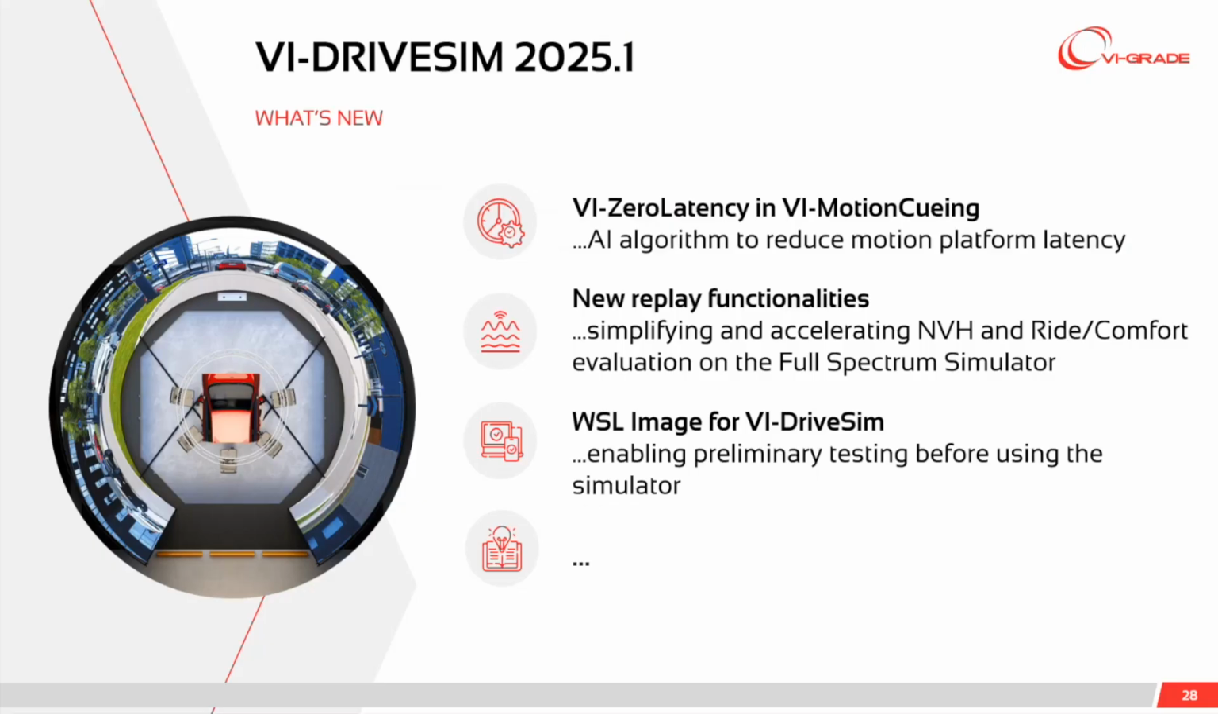So in the 2025.1, we have, of course, done a lot of things. I will just talk about these three major things. The first one is the introduction of the VI zero latency in the VI motion queuing, which is an artificial intelligence algorithm to reduce the motion platform latency. We have some new replay functionalities that allow you to simplify and accelerate the NVH and ride comfort evaluation on the full spectrum simulator. And we also have a Windows subsystem for Linux image to run VI-WorldSim on your laptop, enabling you to test your own control logic before going to the simulator.